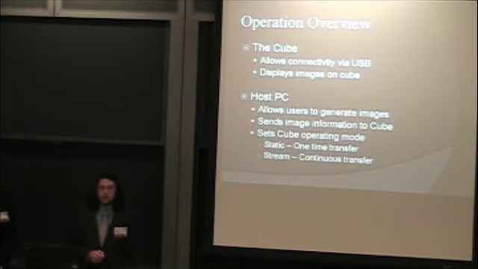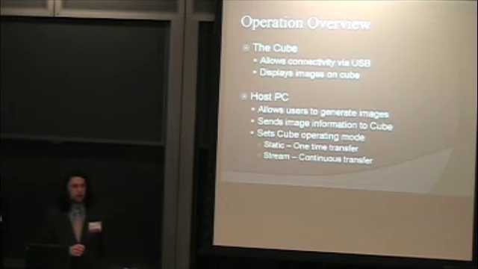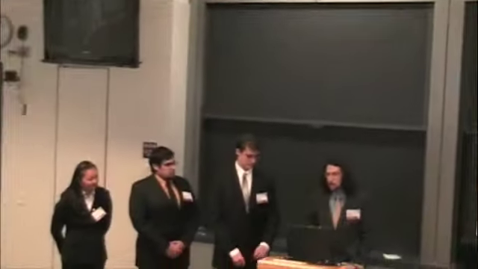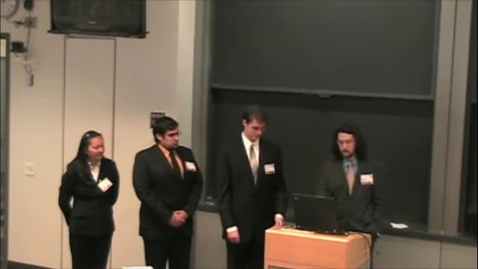Static, which allows the user to store up to 100 images on the cube's internal flash. This means that these images are persisted across reboots of the cube. The second mode is stream mode, which allows the user to continuously upload images to the cube to be displayed instantly. Now Oleg will walk you through our block diagram.